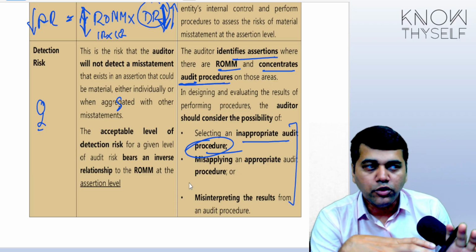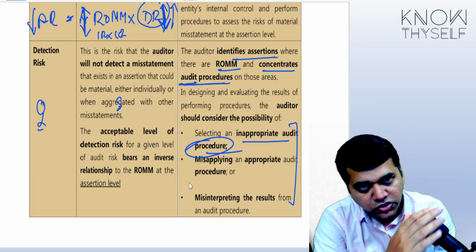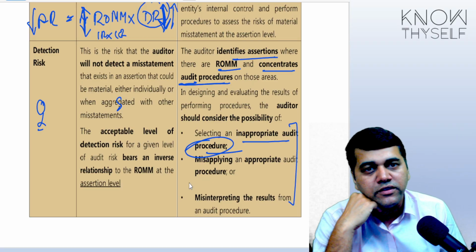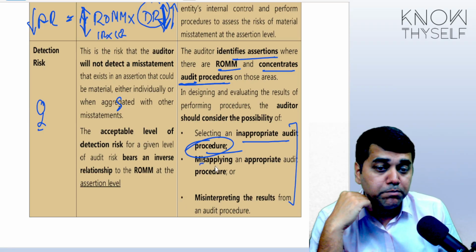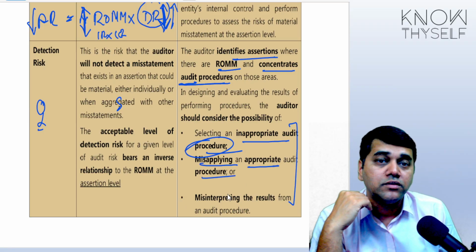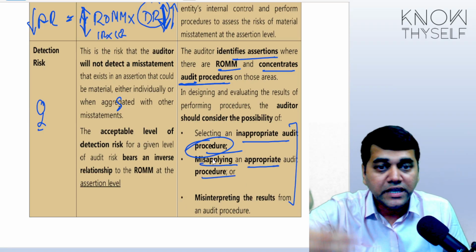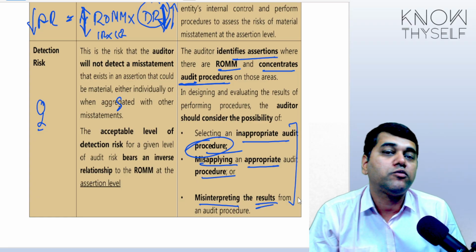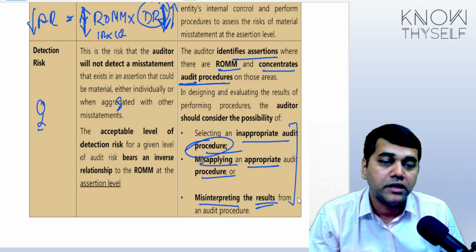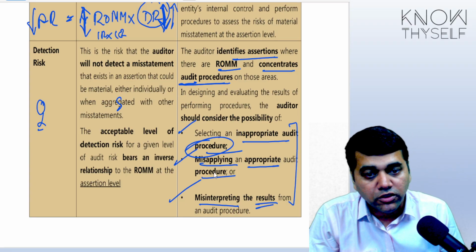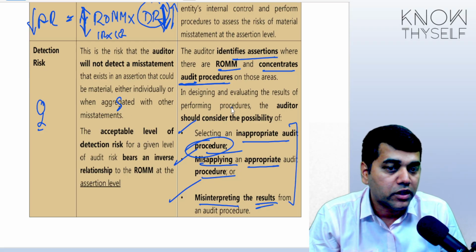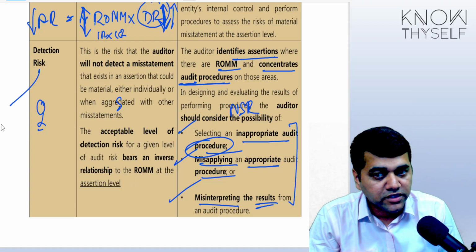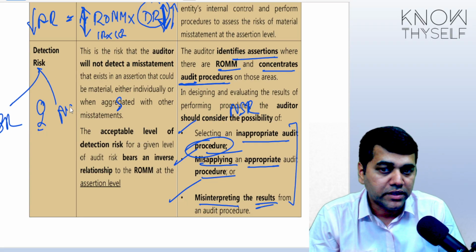When you have identified the risk, the response should be according to the risk. If you are doing something different, then the risk will always remain. Or misapplying the appropriate audit procedure: you apply something in a way which should not have been done, or you applied it properly but you didn't interpret the result properly. So these can be the three causes for your detection risk, which we call non-sampling risk. So there are primarily two reasons for detection risk: sampling risk and non-sampling risk.